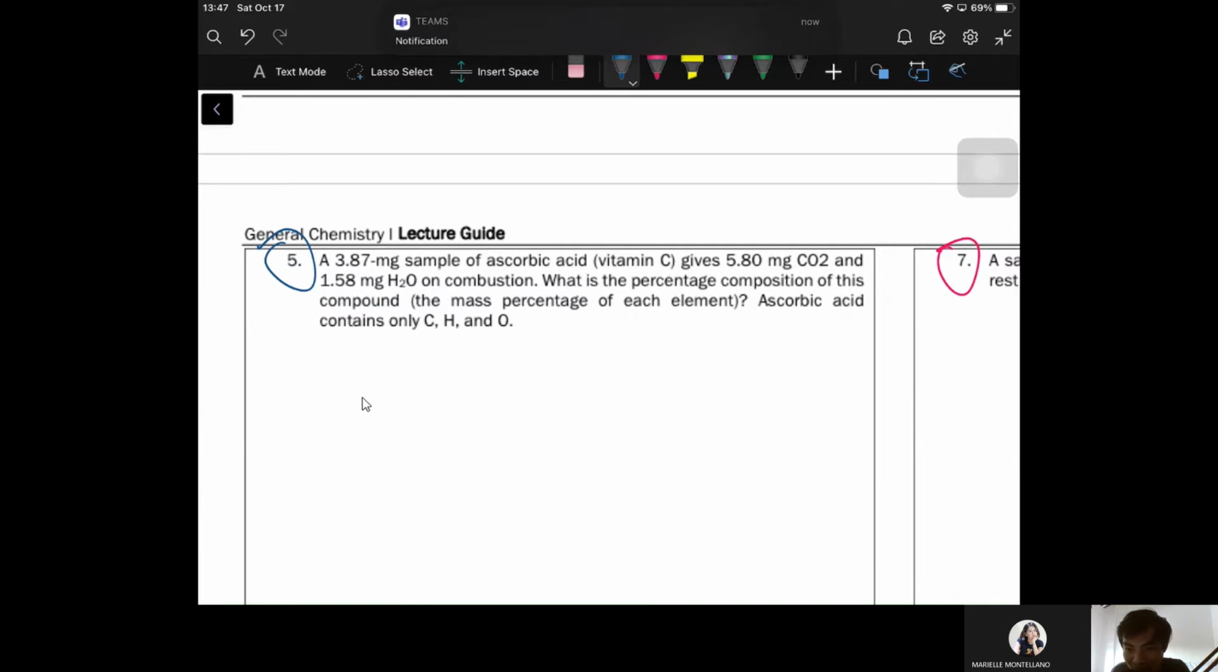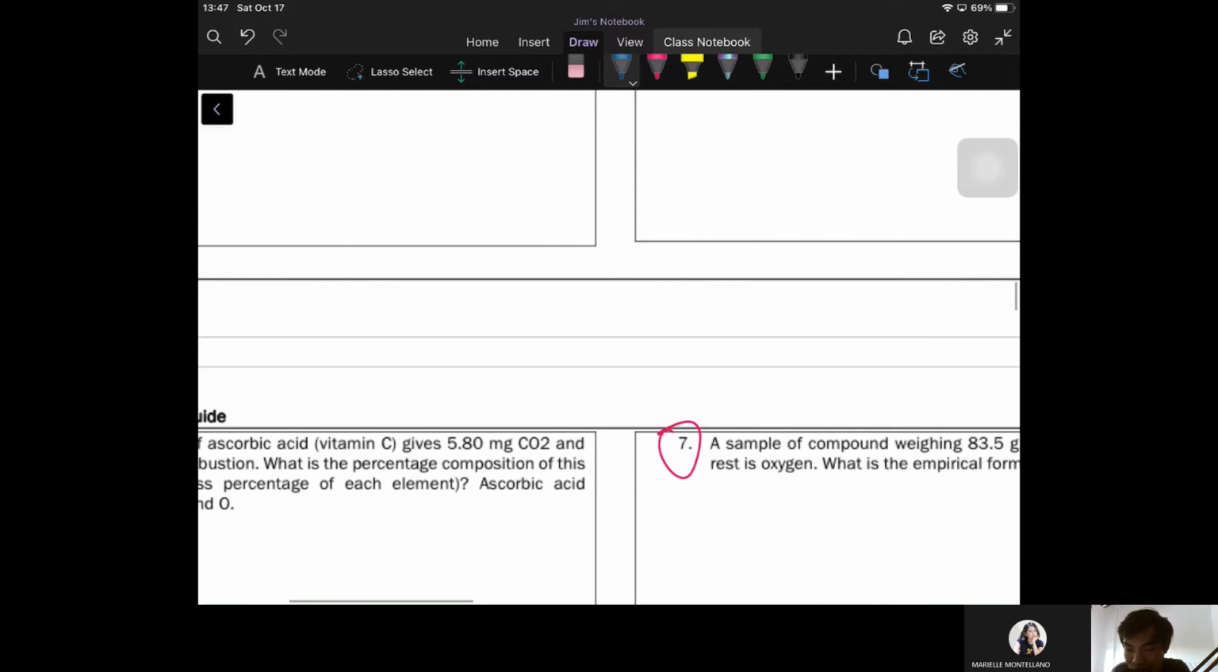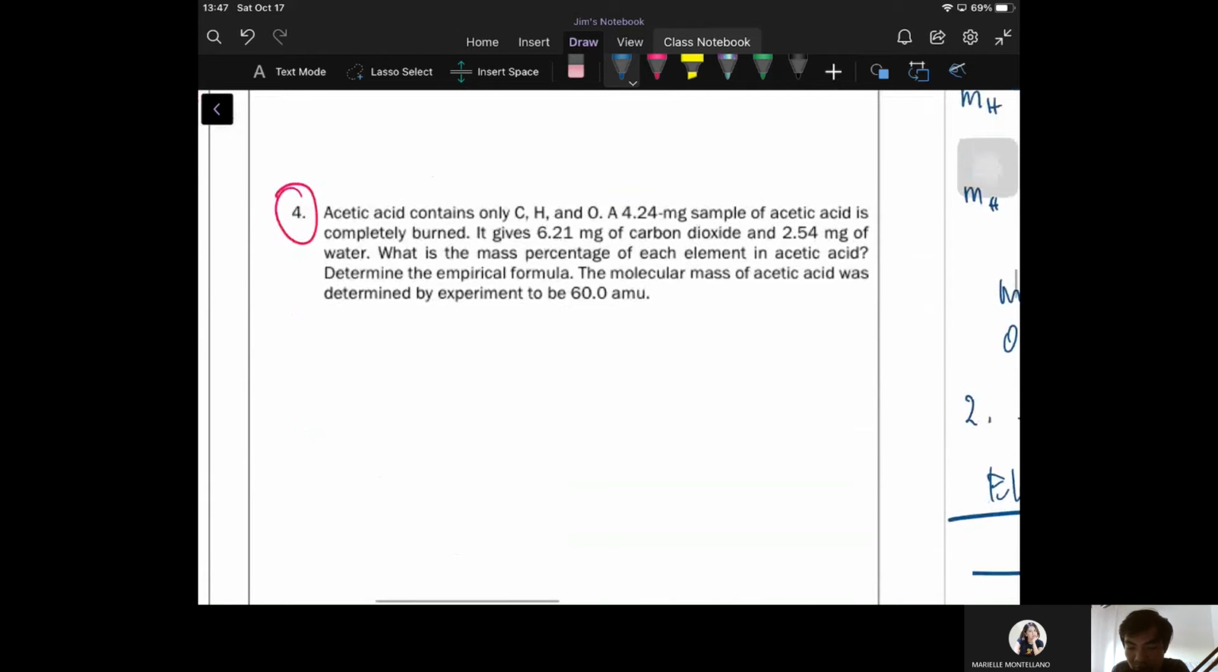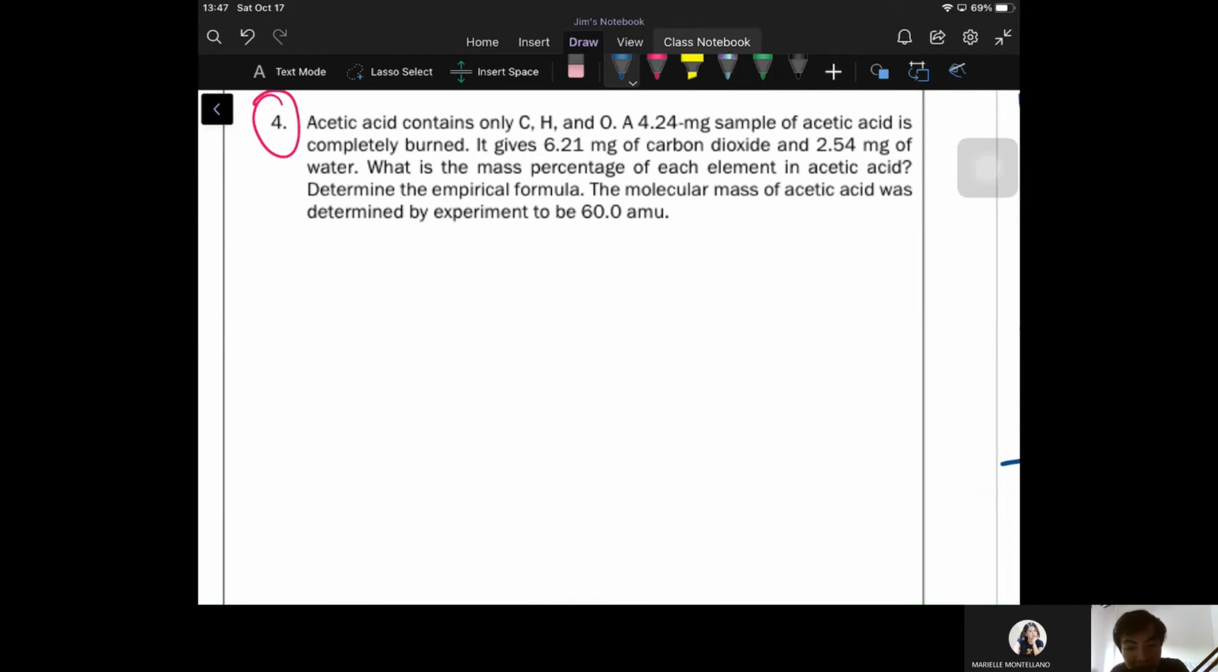Dito naman sa sasagutan mo, percent composition lang naman hanap, no? So hindi mo na kailangan kunin yung empirical formula dito. Okay? So sige, sagutan ko tong 4. Sagutan natin tong 4 pero mag-ingat tayo. Bakit? Naka-milligram eh. Okay, so naka-milligram yung masses natin. So we have to convert them into grams pa. Okay, so anyway, basahin natin yung number 4.